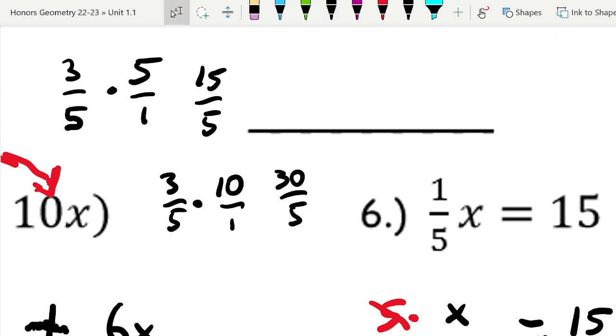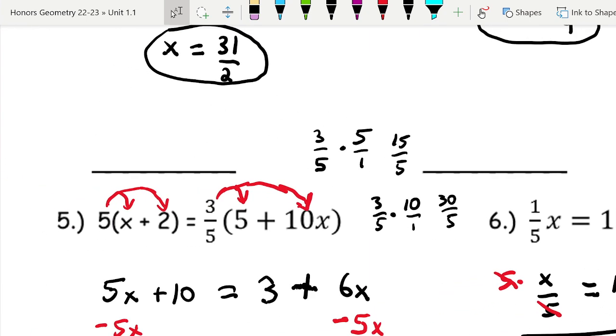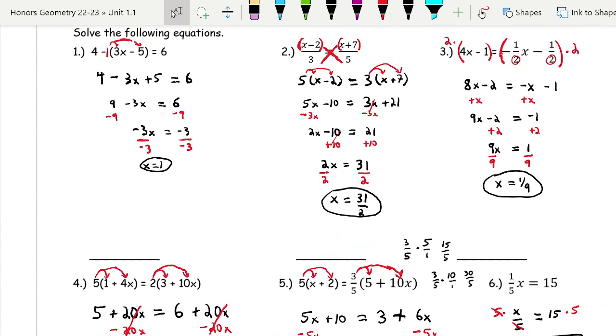Okay, and the rest of the solving problems will be shown on the second video.